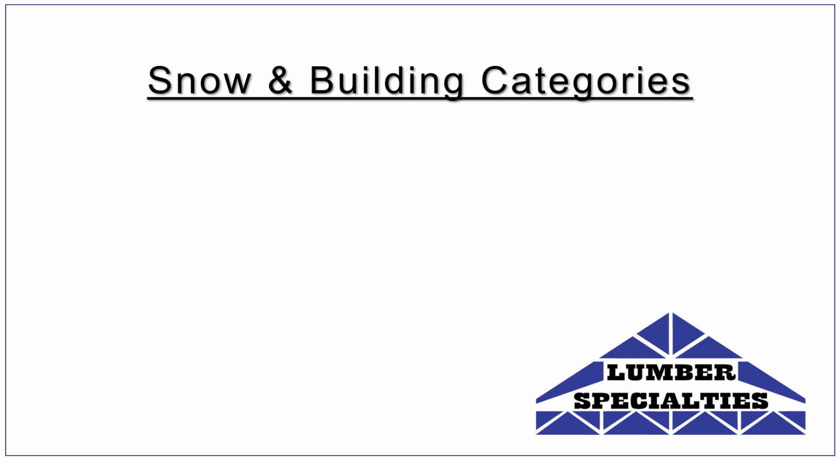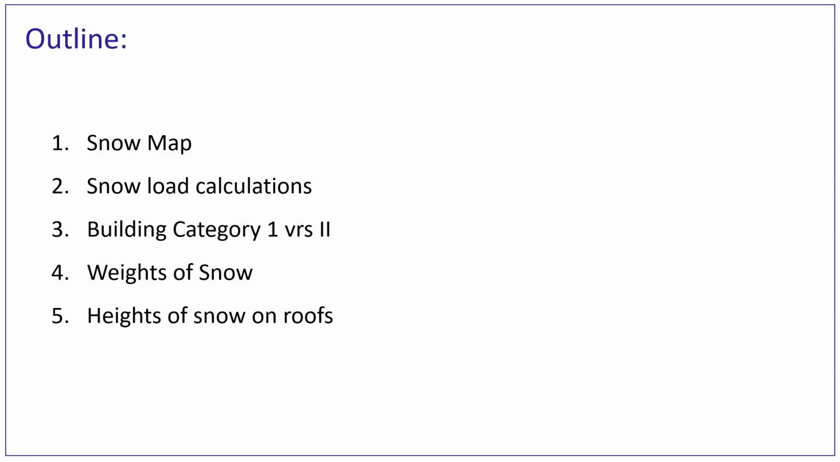This presentation will briefly look at snow loads on roof structures. We will look at a snow load map for the upper Midwest, review the snow calculations in building codes and the difference between Category 1 and Category 2 buildings, along with the weights and heights of snow on roofs.